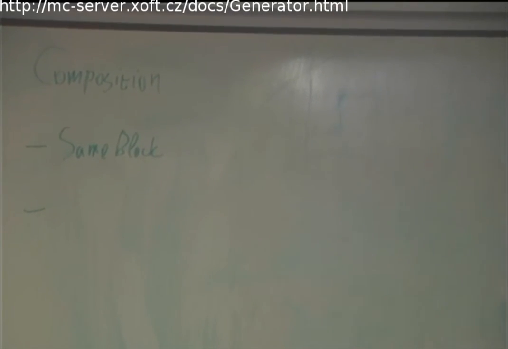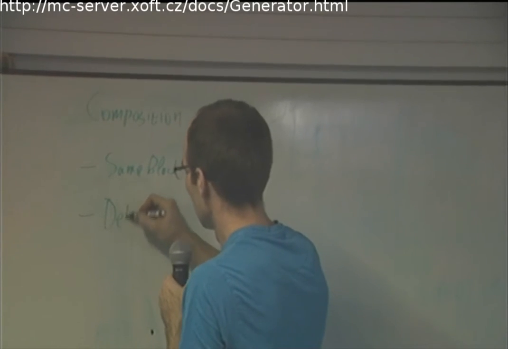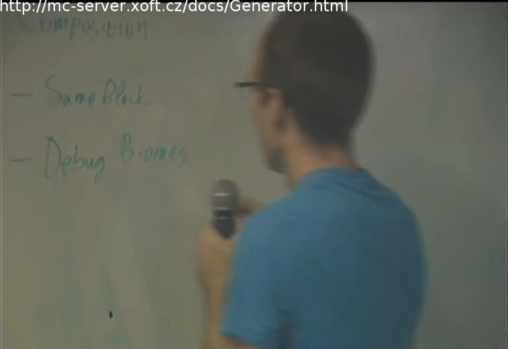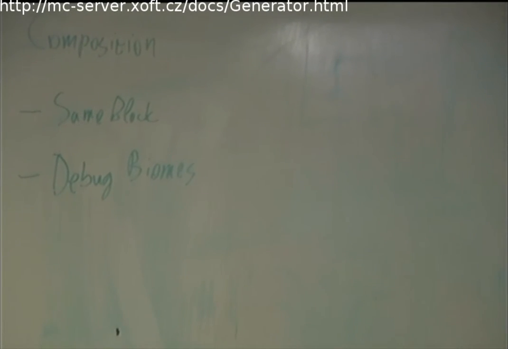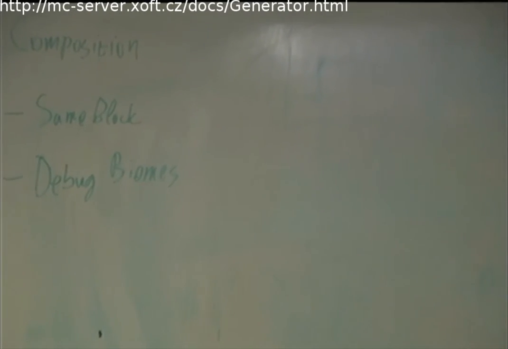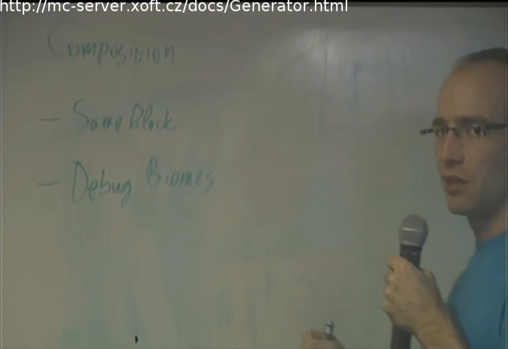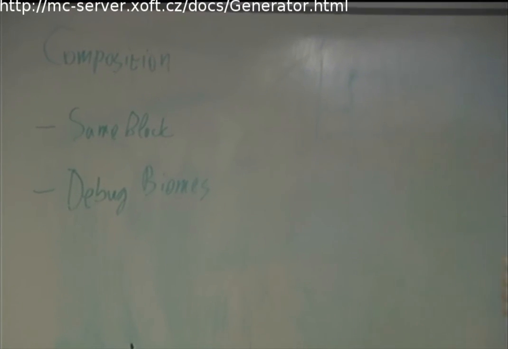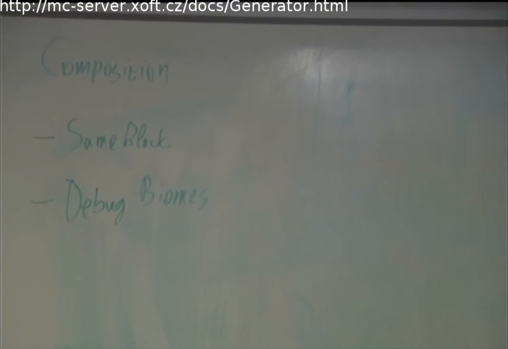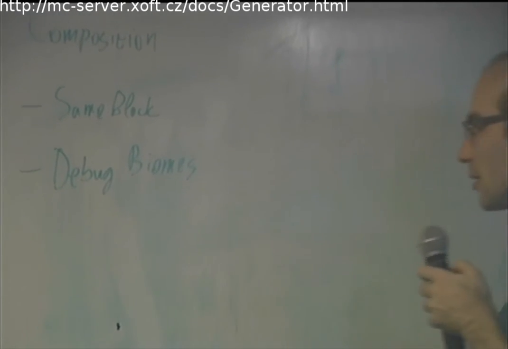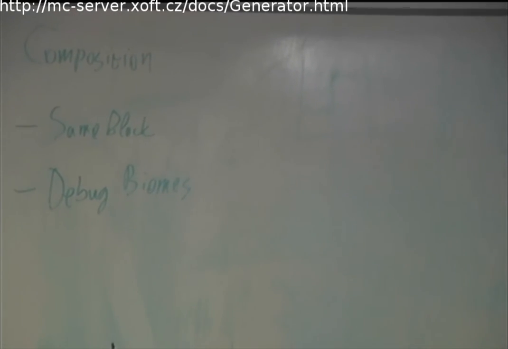The next one is debug biomes. Another debugging composition generator. Basically what this does, for each biome it chooses one block type and it fills the entire biome with the block type. Each biome gets a different block type, so that when you have a map or a tool that displays the world, you can easily see the biomes in the map. Again, quite a fast one.